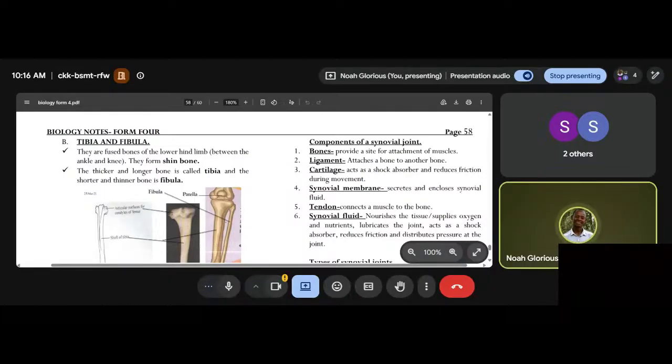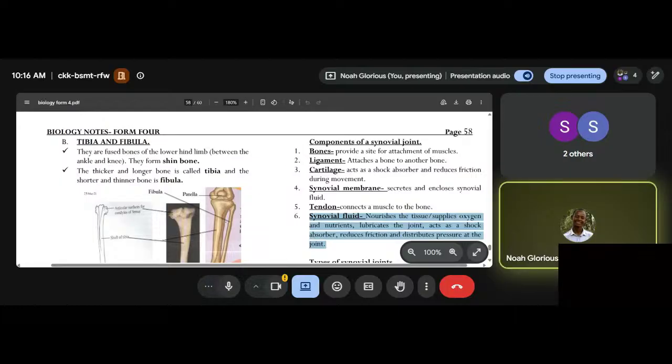And then we have the synovial fluid. We have this function. Yes, this is what I was looking for. I request you to read out for us the functions of the synovial fluid. It nourishes the tissue, supplies oxygen and nutrients, lubricates the joint, acts as a shock absorber, reduces friction, and distributes pressure at the joint.